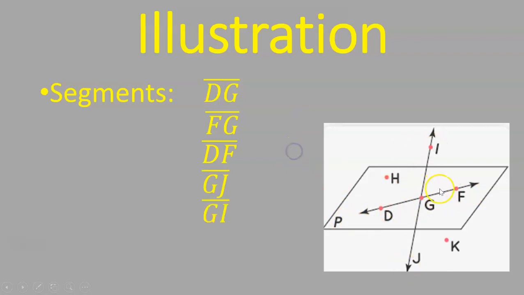GJ, GI, and IJ. Okay, now you could say GH. I mean, technically there's a segment that you could connect there, but we just don't have it illustrated. Those are all line segments. The concept of it stops. DG stops at D and stops at G, and it's everything in between.